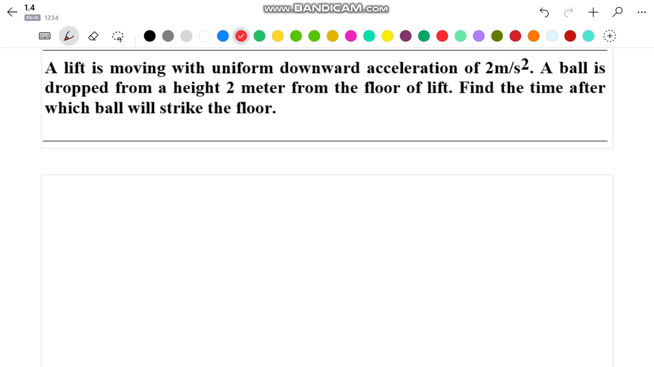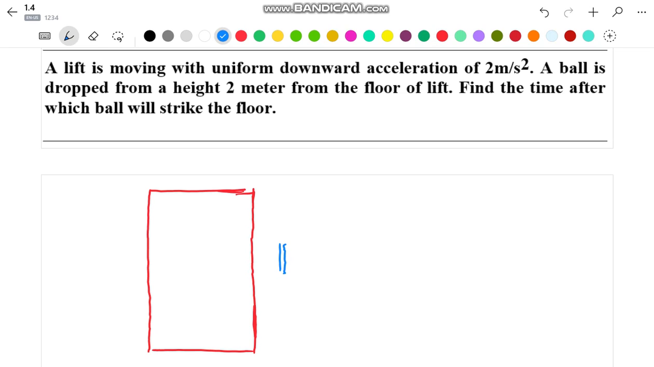So according to the problem, we have a lift which is moving in downward direction with an acceleration of 2 meter per second square. So let me first mark the value over here. The acceleration of the lift given in the problem is 2 along downward direction. A ball is dropped from a height of 2 meter from the floor of lift.